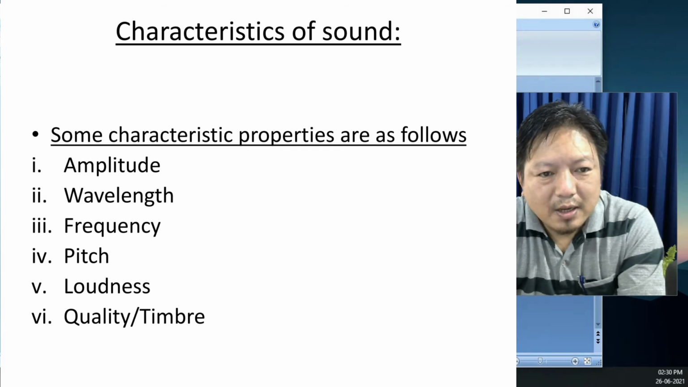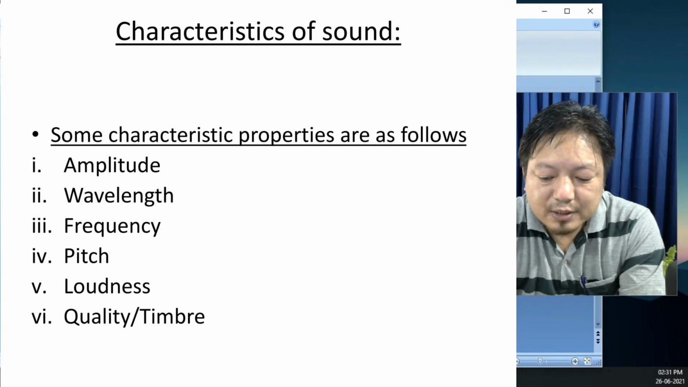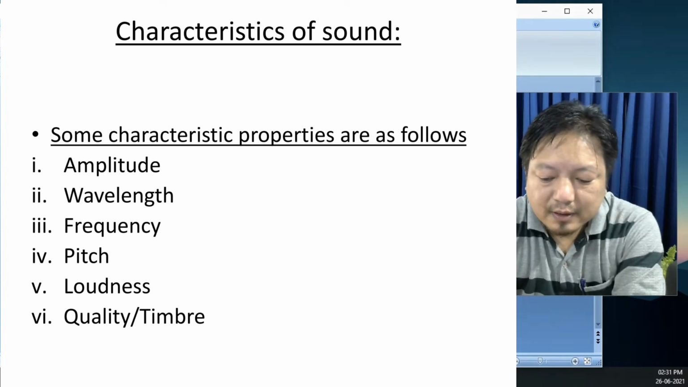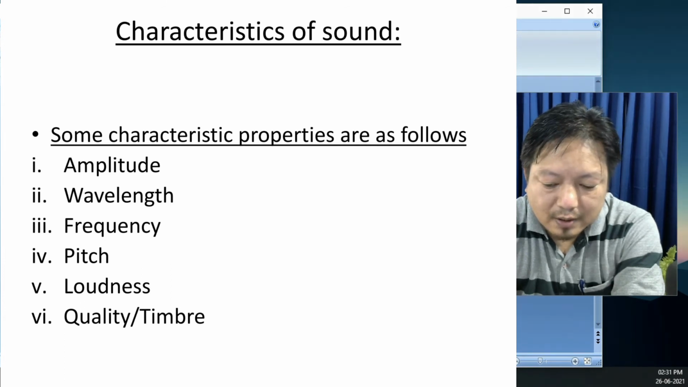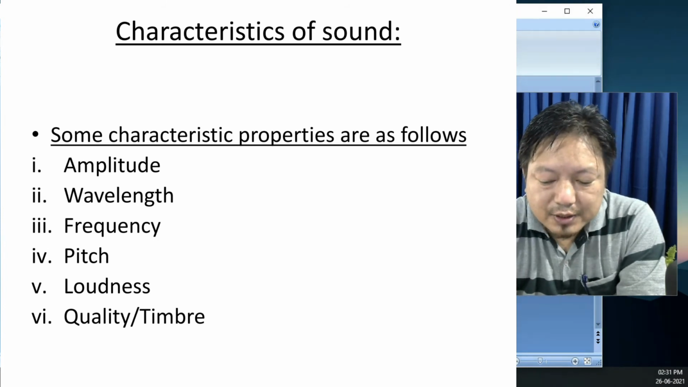And number 2 is wavelength. It is the distance from one compression to the next, or the distance from one rarefaction to the next. So in short, the distance between successive crests of a wave. The third point, frequency. It is the number of sound waves, compressions and rarefactions, passing through a point. It is measured in a unit called hertz, Hz, or cycles per second. In human beings, our hearing range is 20 hertz to 20,000 hertz.